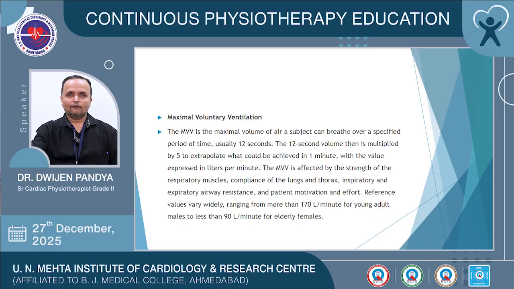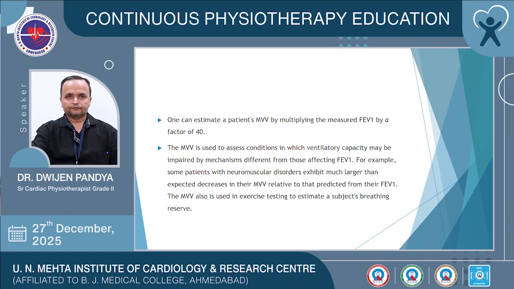Maximum voluntary ventilation can also be estimated by multiplying the measured FEV1 by a factor of 40. It is used to assess conditions in which ventilatory capacity may be impaired by mechanisms differing from those affecting the FEV1.